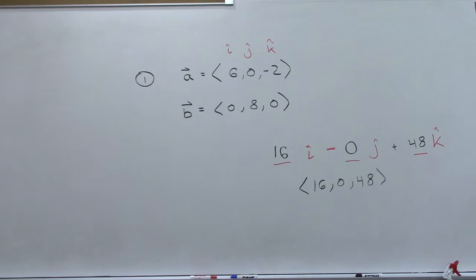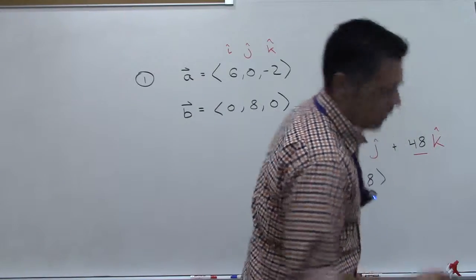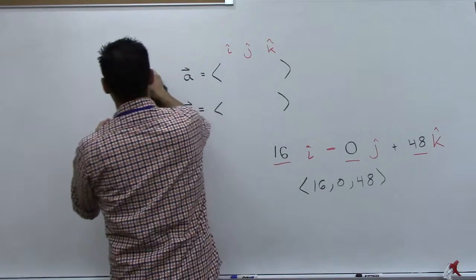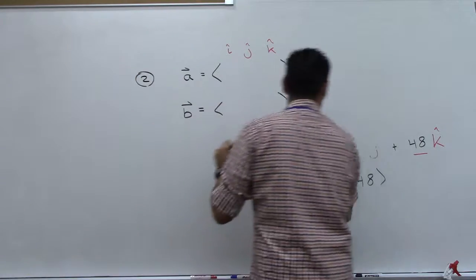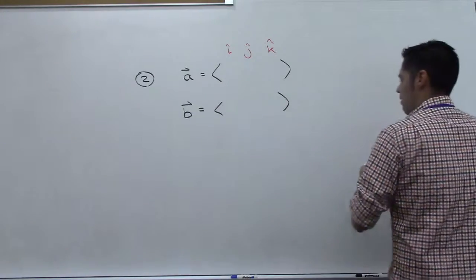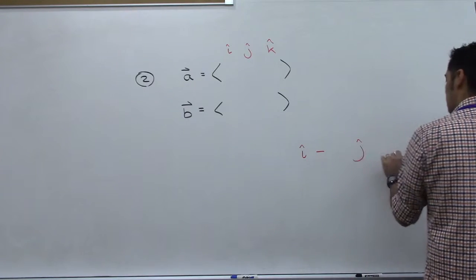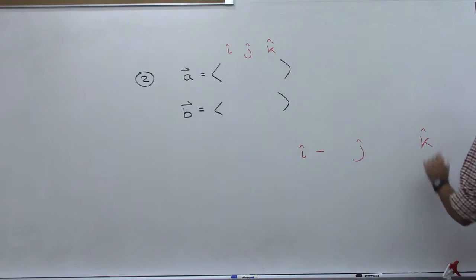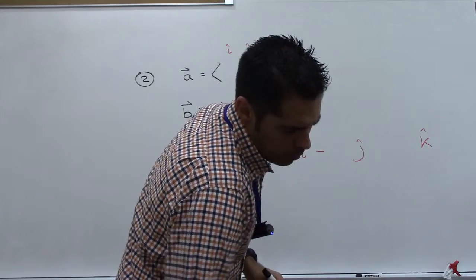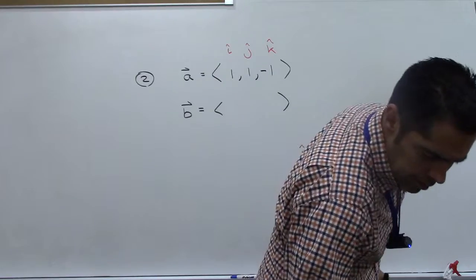All right, next problem. Let's see, number 2. I can just erase some stuff in here. For number 2, same story. So I'm going to have I minus something with J, and then K, like that. So the vectors are 1, 1, negative 1, and 2, 4, 6.